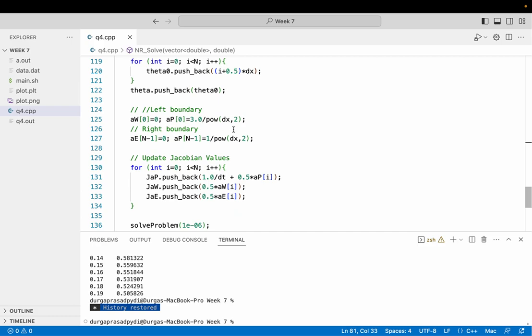So if you see here, I have defined the boundaries. At the boundaries on the LHS we have a Dirichlet condition, so AP gets incremented by 1, and on the RHS we have a Neumann condition, so it gets decremented by 1.